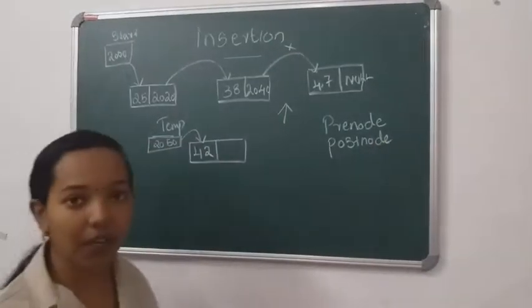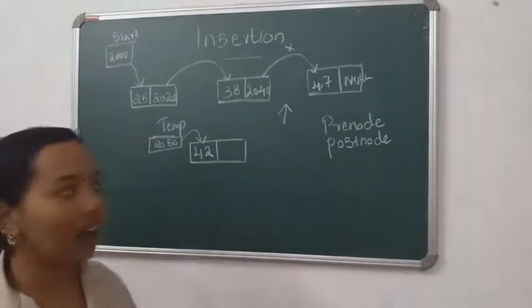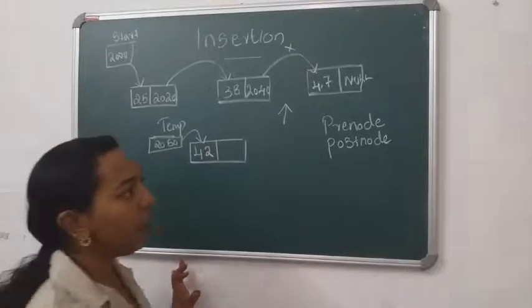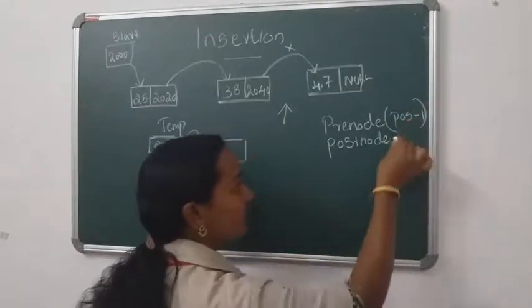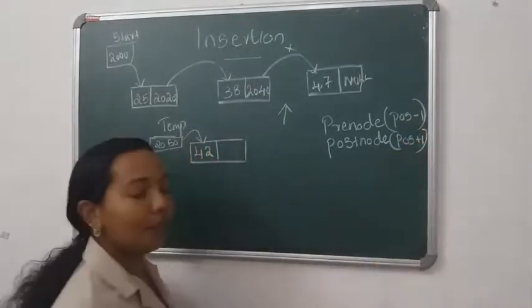First one is pre-node and second one is post-node. So these two variables are a must. The next one, what does pre-node mean? Pre-node means position minus 1. Then post-node means position plus 1.